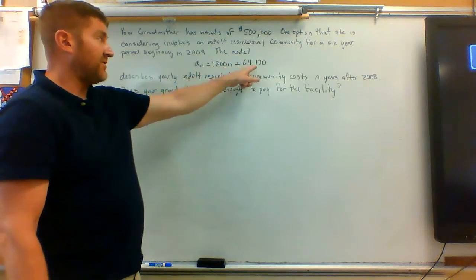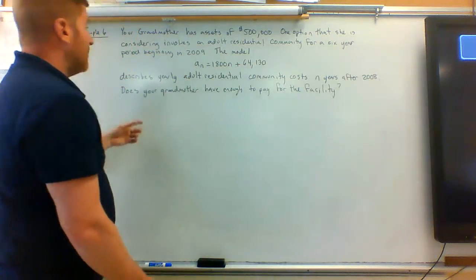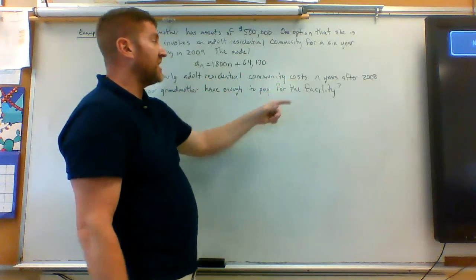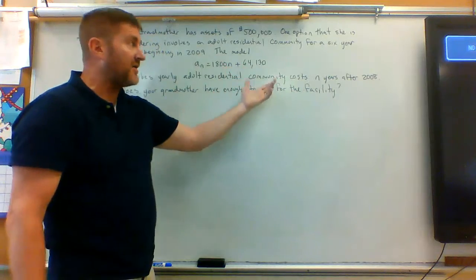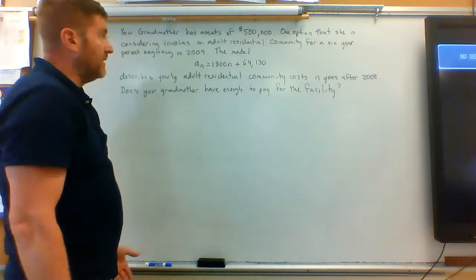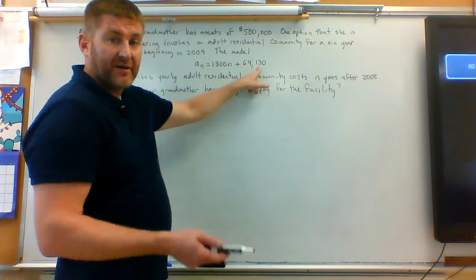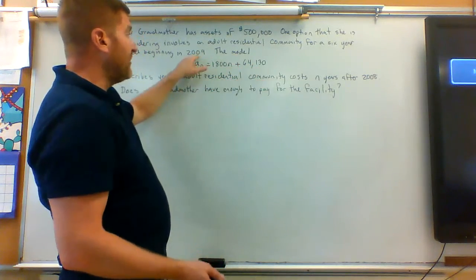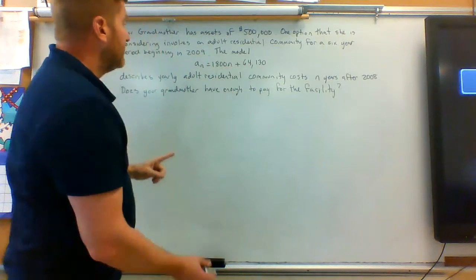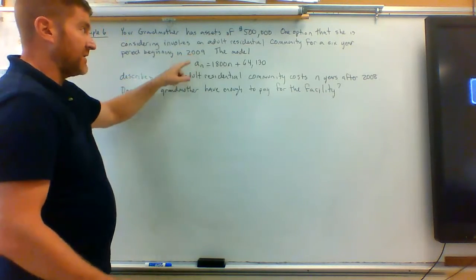So in 2009, she wants to move into this community. This is the model that they gave us. So the model is the equation that we're going to use, where it describes yearly adult residential community cost, so it's what it costs to live there, and n is years after 2008. So in 2008, this is what it costs to live there. But she's moving in 2009, where n is going to be 1, so that's 1 year after 2008.